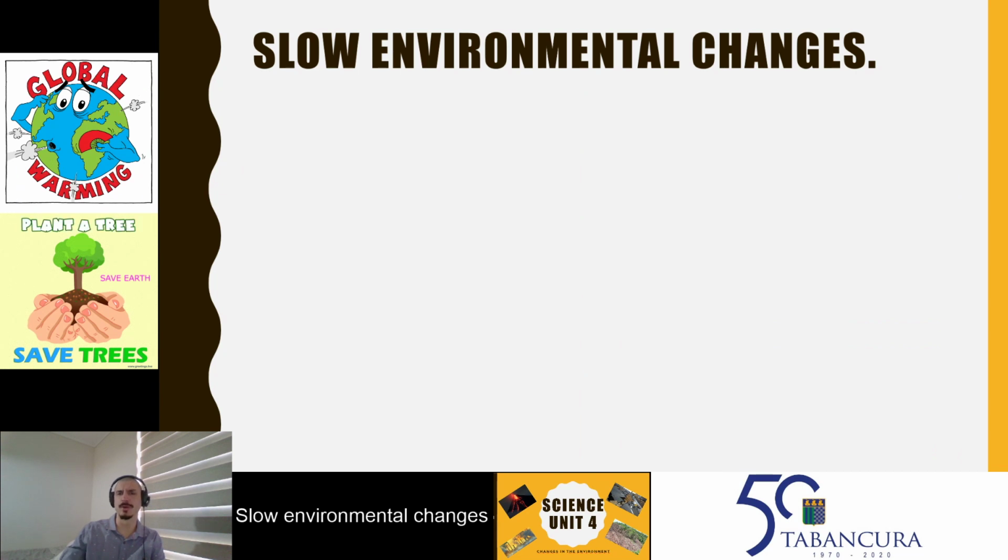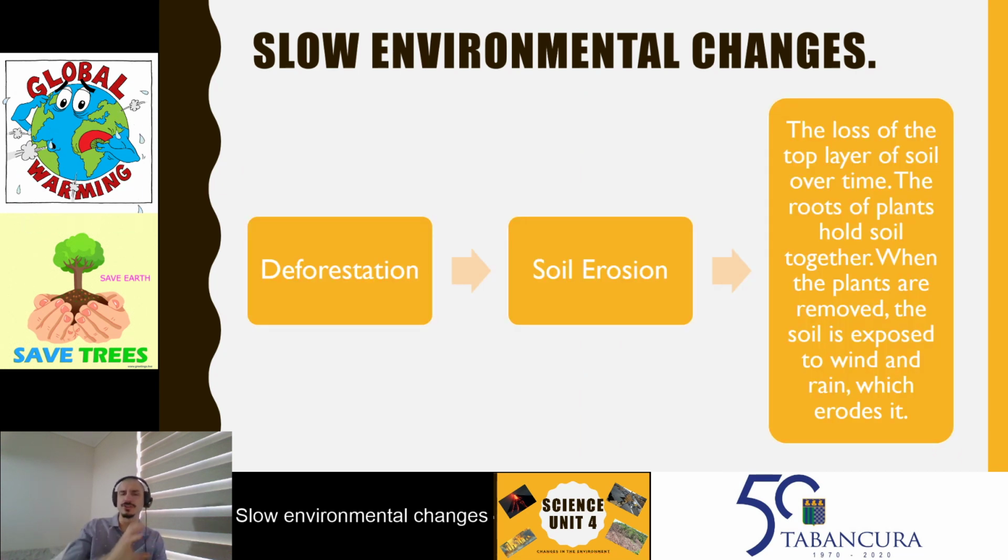Let's see now some slow environmental changes. Deforestation is going to lead to soil erosion. What is soil erosion? When you cut the tree that has roots under the soil, you are going to lose those roots because the tree is going to die. The roots are holding the soil together, but when you lose the roots, nothing is holding the soil. So the soil gets loose and it leaves the soil exposed to wind and rain. And the wind and the rain are going to erode the soil.